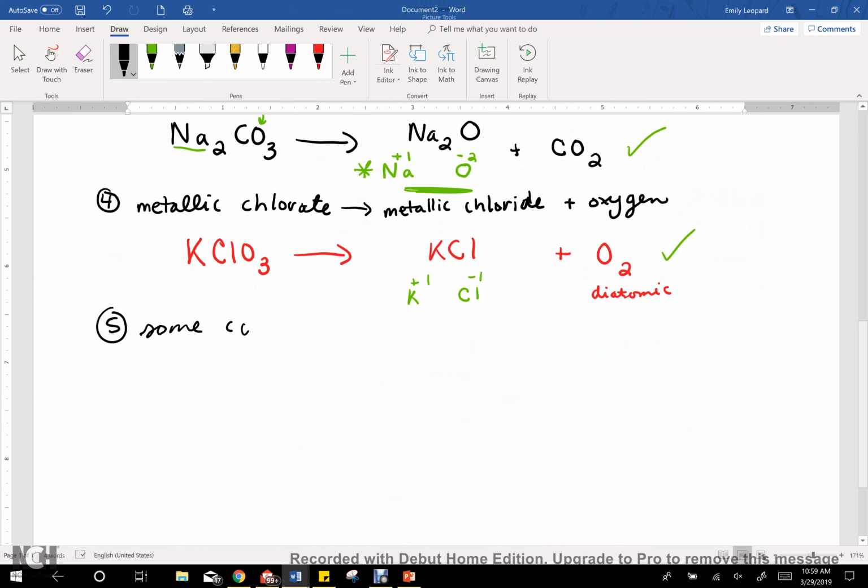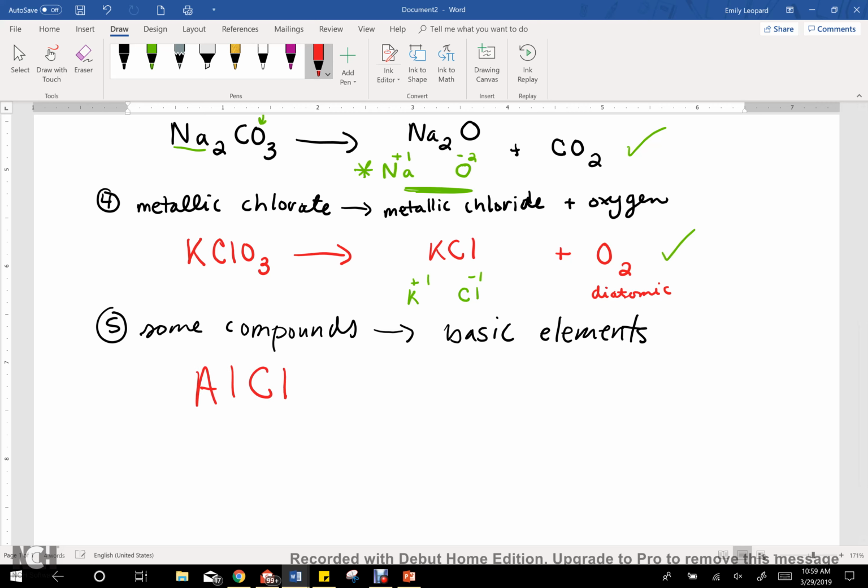So some compounds decompose with electricity just back into their basic elements. Okay. And so an example of this might be something like aluminum chloride. So it's still one reactant, so we know the only place it can go is to break down, but it doesn't quite fit into one of our categories for rules 1 through 4.